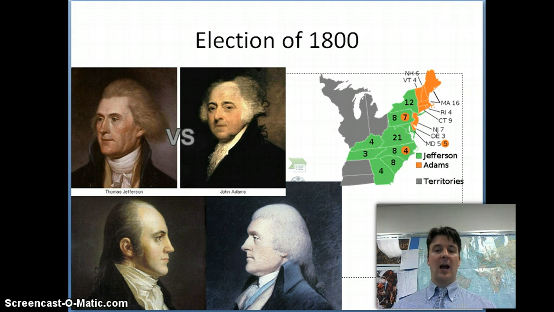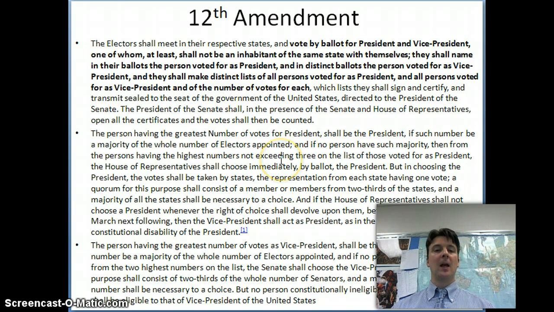And we can kind of see how they fixed it in the 12th Amendment. The electors shall meet in their respective states, which means they don't go to D.C., they just meet in their own state, and vote by ballot for president and vice president, one of whom at least shall not be inhabitant of the same state with themselves. They shall name in their ballots the person voted for as president, and in distinct ballots the person voted for as vice president, meaning that they shouldn't have this issue again. And that is what the 12th Amendment is about. It is fixing the problem of the election of 1800.